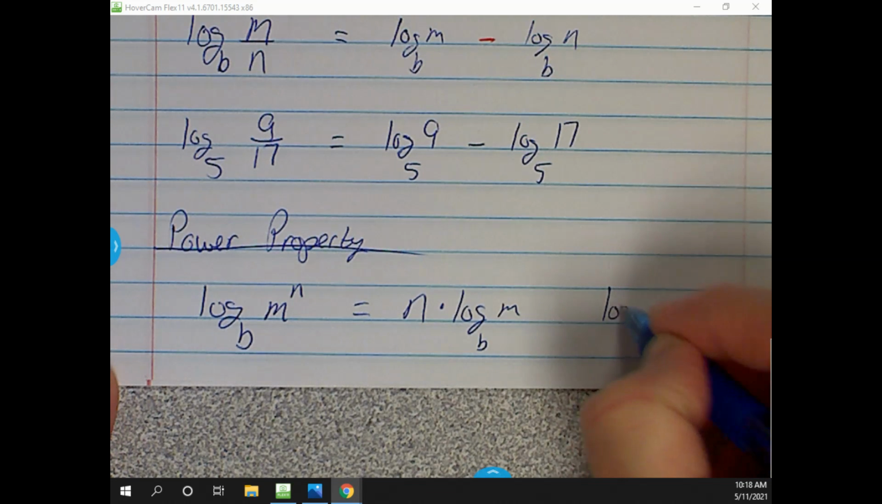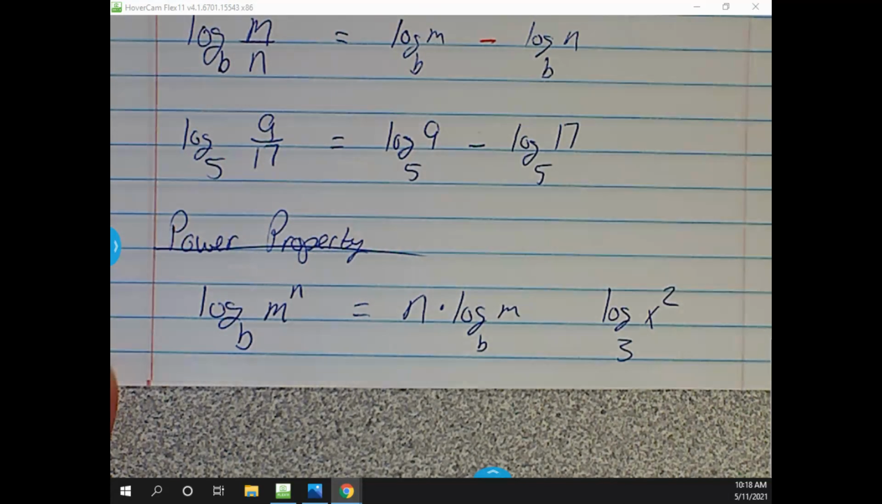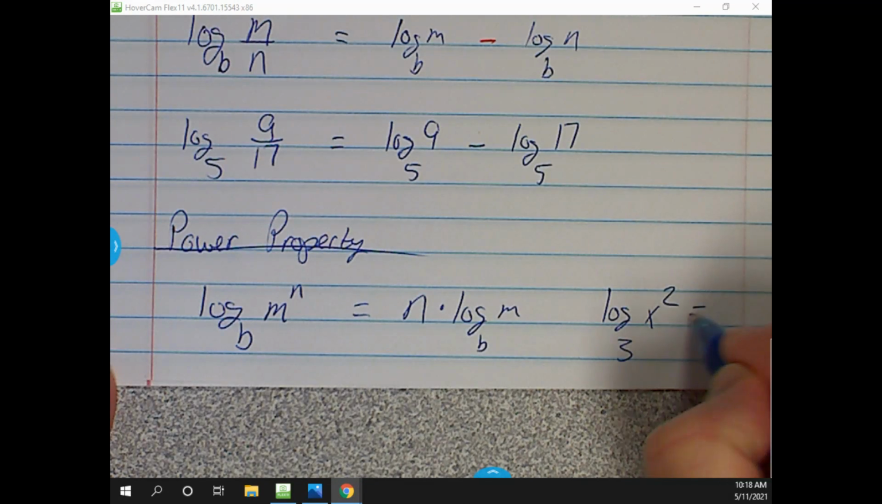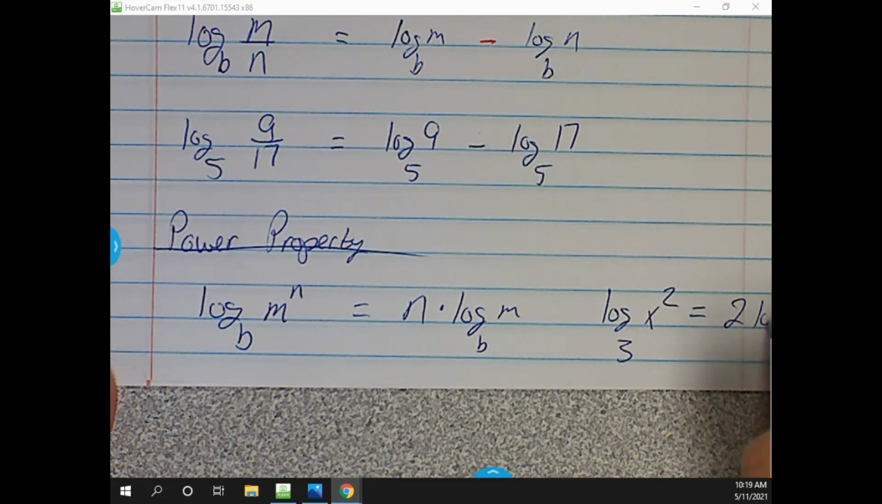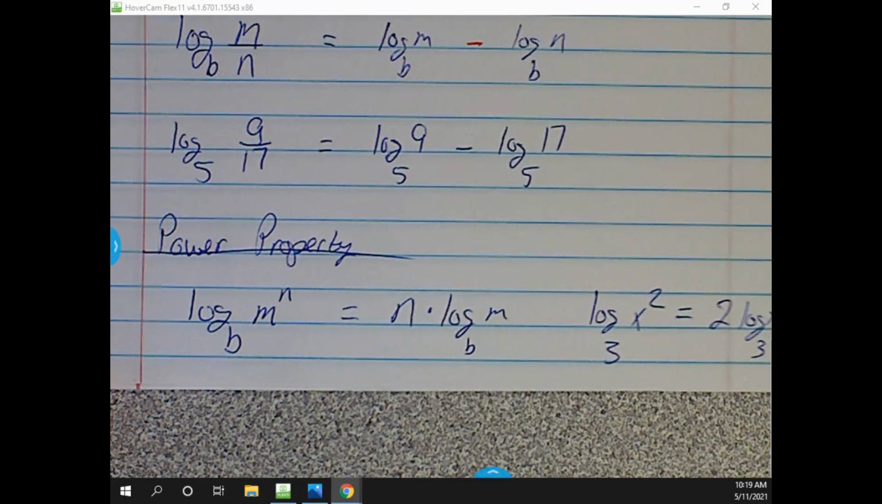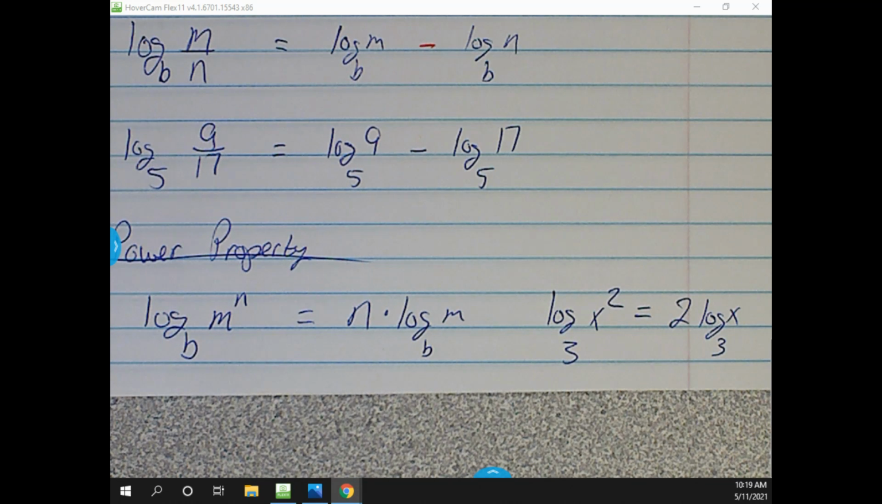Okay, so if you had to do the log of x squared base 3, all you're going to do is take the 2 that you have here and move it in front of the log expression and just leave it so it's base 3. Okay, and that's it. That's the only 3 properties that you have to worry about as we're going through these.